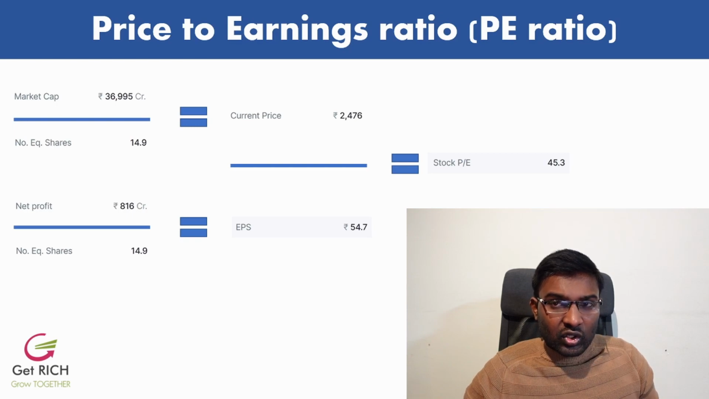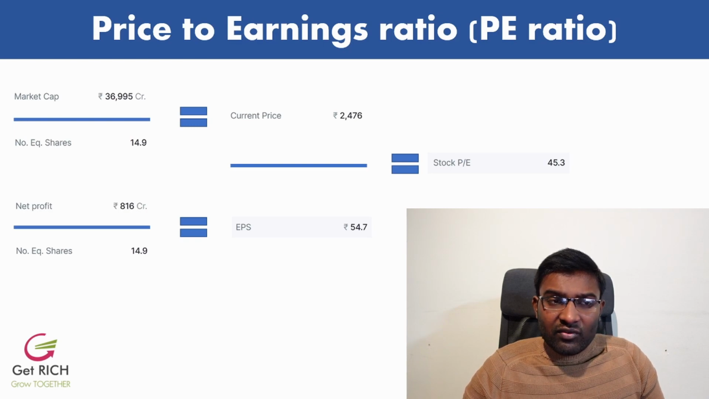So it depends on the growth. For example, for a 10% growth company, a PE of 20 to 30 or 15 to 20 is very reasonable. For a 30% growth company, even a PE of 30 to 40 seems undervalued because they are growing at 30-40%. So that kind of valuation is still okay.